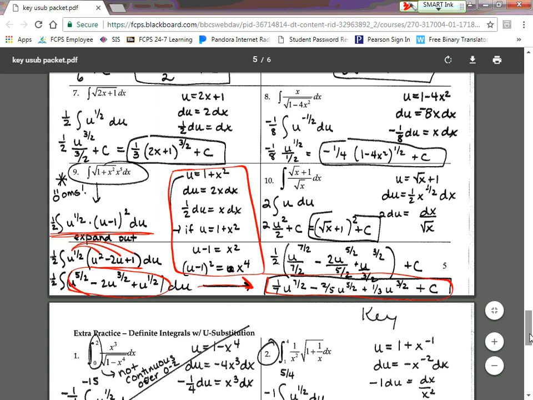Now again, is it possible you will see this? Yes, without a doubt. Is it often that you will see this type of u substitution? No, not so much. But you will definitely encounter problems where you have to solve for x and substitute that back in. Yes.